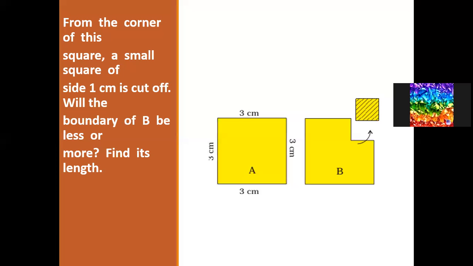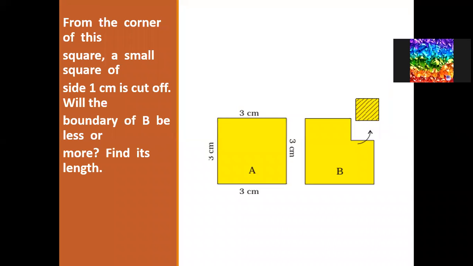Perimeter of the square, sum of all 4 sides, is 12 centimeters. What is happening in the corner? A 1 square centimeter box is removed, so this portion is empty. This side is 1 centimeter, and the remaining is 3 centimeters. On the other side, out of 3 centimeters, 1 is removed, so the balance is 2 centimeters. Similarly here, 3 centimeters with 1 removed leaves 2. But this empty portion will be there, which is 1 and 1.